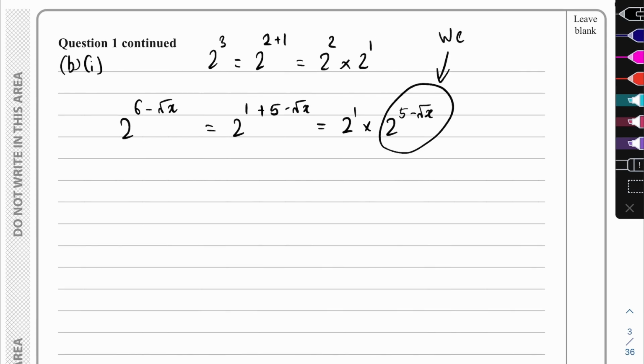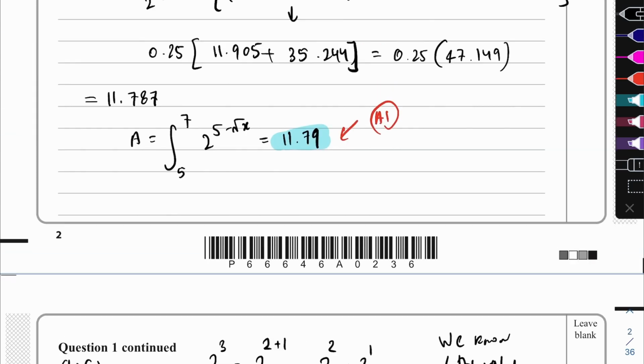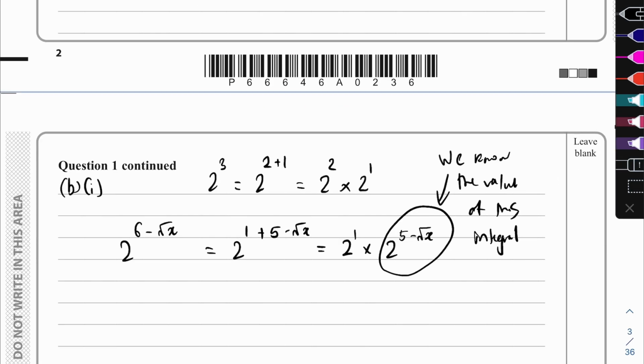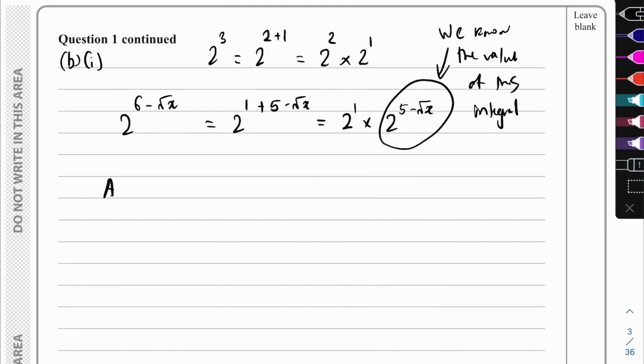We know the value or the approximated value of this integral, because we still have the same limits in the question. You can see same limits, so we still have the value of the same integral. So what should we do? Similarly, same thing.